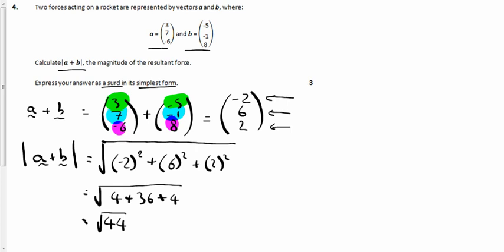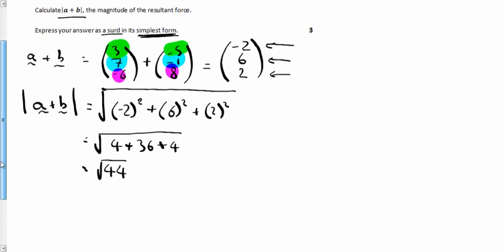All that's left to do is to actually answer the question. We've been asked to write the vector in its simplest form. So looking at this, I need to think in terms of square numbers. 4 times 11 gives me 44. So root 4 times root 11 would give me the square root of 44. Simplifying that to 2 root 11.